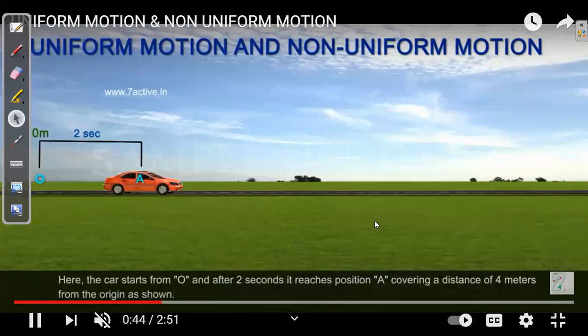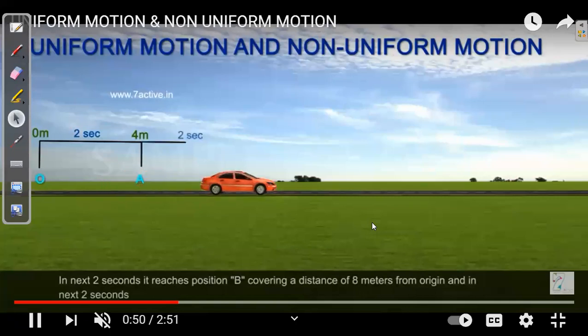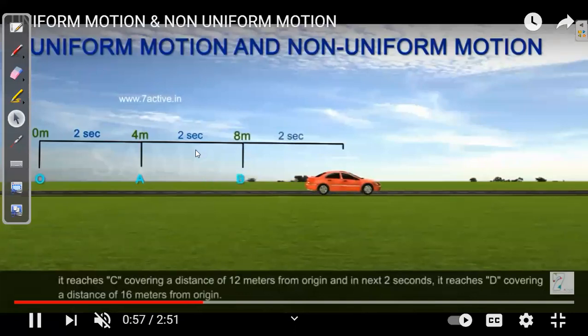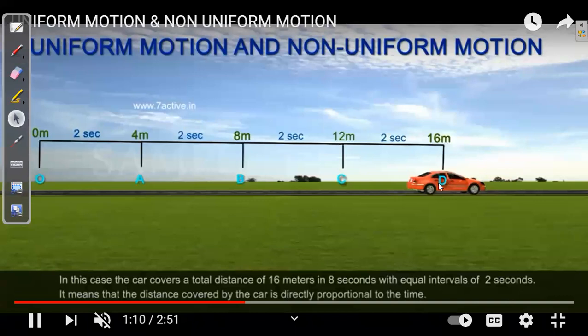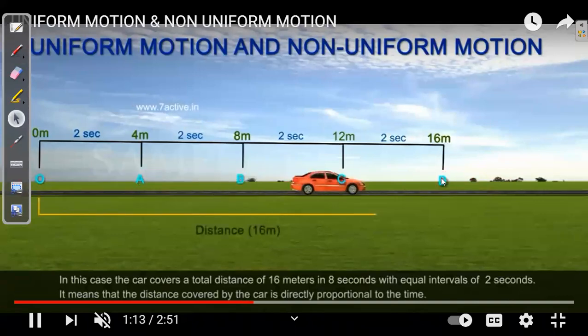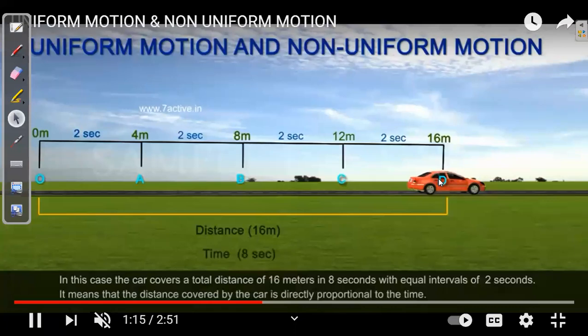0 meter in 2 seconds. 4 meter in 2 seconds. Another 4 meter in 2 seconds. Another 4 meter in 2 seconds. Why is this 8? Because 4 plus 4 is 8. Another 4 meter in 2 seconds. And another 4 meter in 2 seconds. You know 4 plus 4 is 8 and 8 plus 4 is 12 and 12 plus 4 is 16. So this is known as uniform motion. The gap is the same and the time duration is the same.